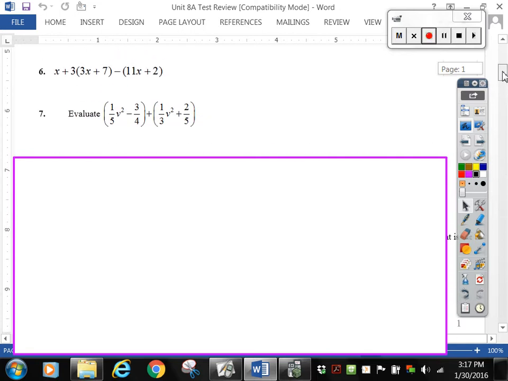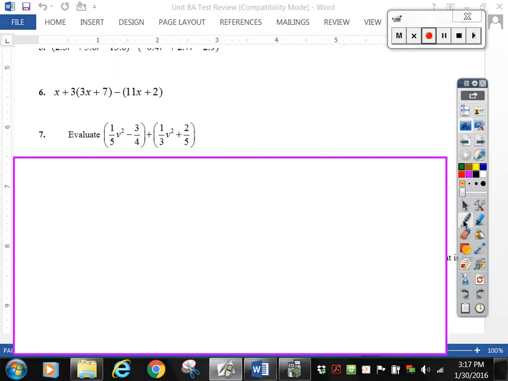Okay, now with fractions, I'm going to show you two things. I'm going to show you how to do it the purest way, which is to actually find common denominators and do this by hand. So first I'm going to collect like terms. So I have 1/5 v squared plus 1/3 v squared. Then I have minus 3/4 plus 2/5.